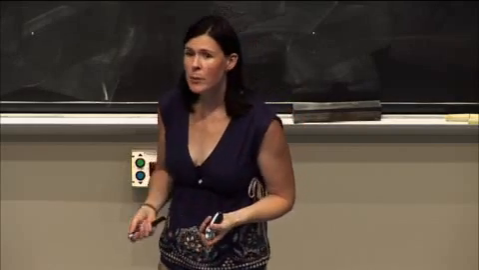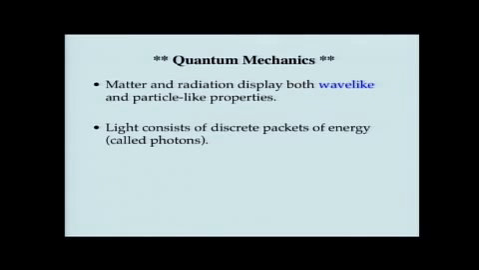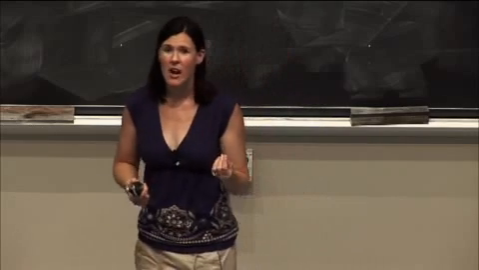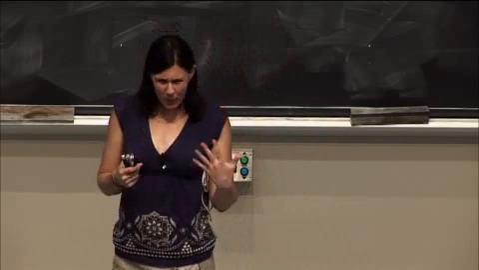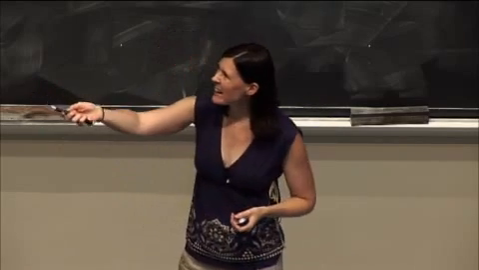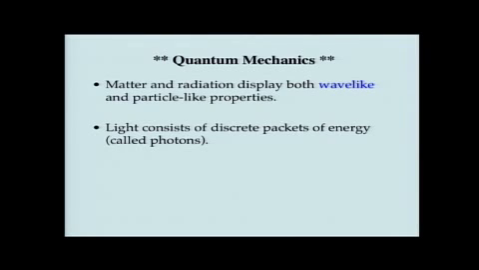The second important point to quantum mechanics is that it actually considers the fact that light consists of these discrete packets or particle-like pieces of energy, which are called photons. And if you think about what's actually happening here, this second point, that light consists of photons, is actually the same thing as saying that light shows particle-like properties. But that's such an important point that I put it separately, and we'll cover that separately as we go along.